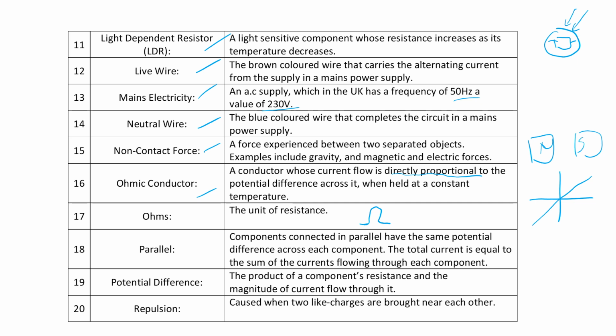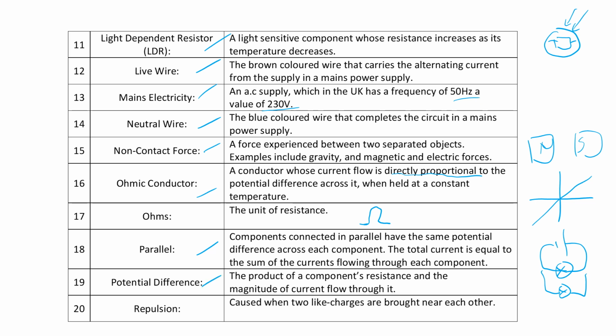Components connected in parallel have the same potential difference. So parallel is where you've got different circuits like that. The total current is equal to the sum of the currents: parallel. The product of a component's resistance and magnitude of current flowing through it: potential difference.